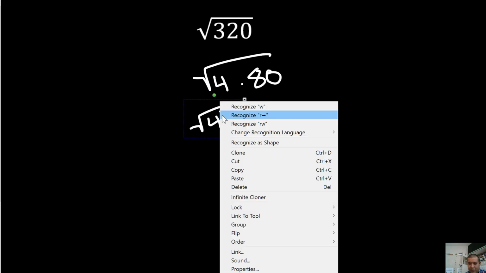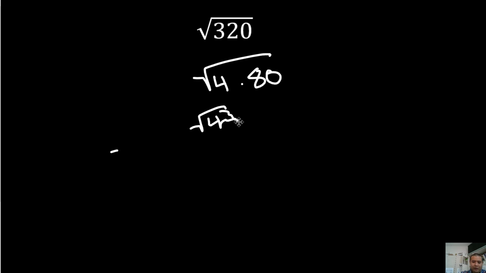This one, 4 goes into this one as well, because as we know with our divisibility rules, this 20 right here means that it's going to be divisible by 4. So let's do square root of 4 times, this is going to be 80. Split that up into square root of 4 times the square root of 80. Gets us 2 square root of 80.